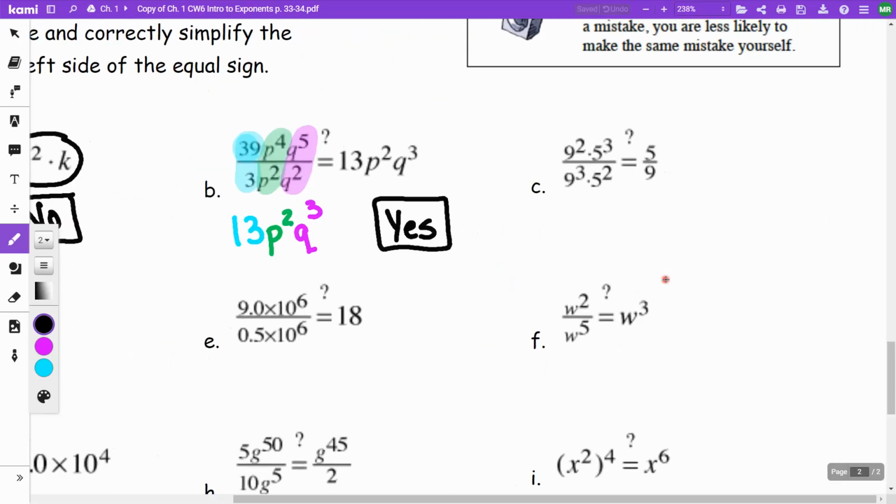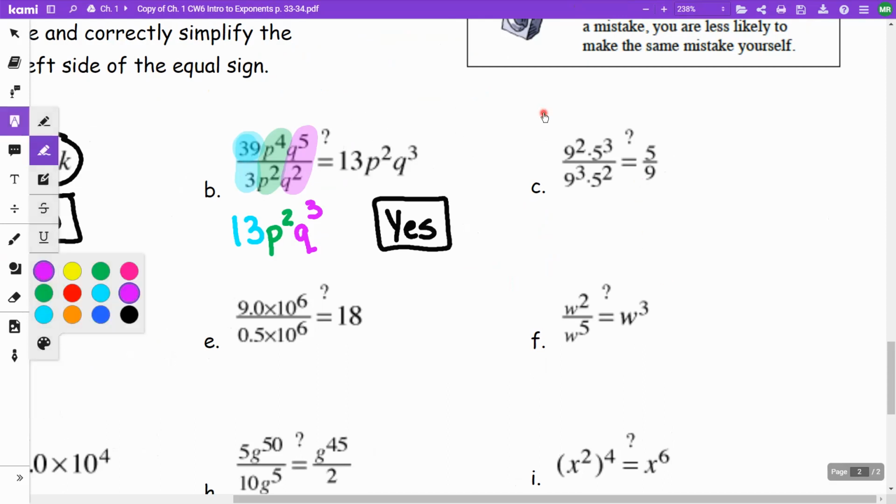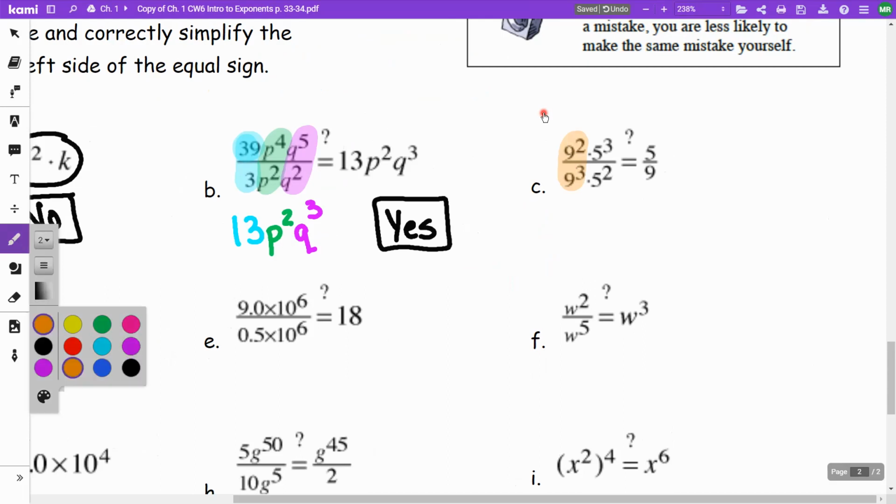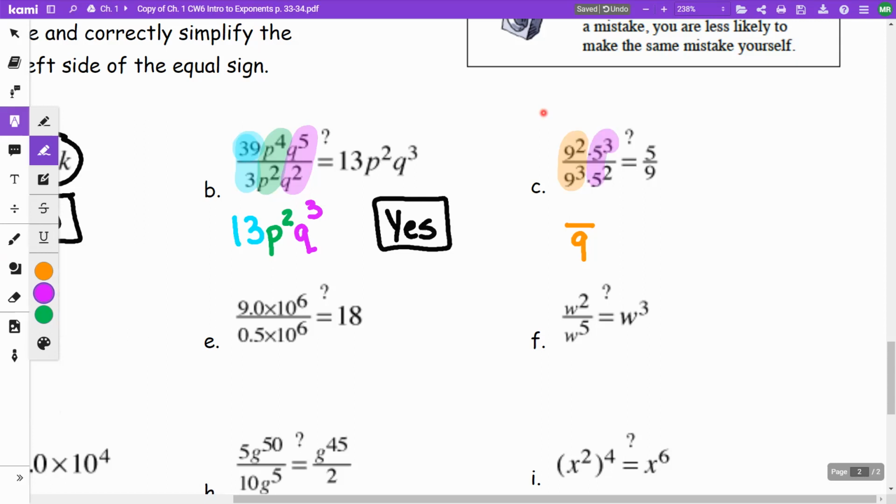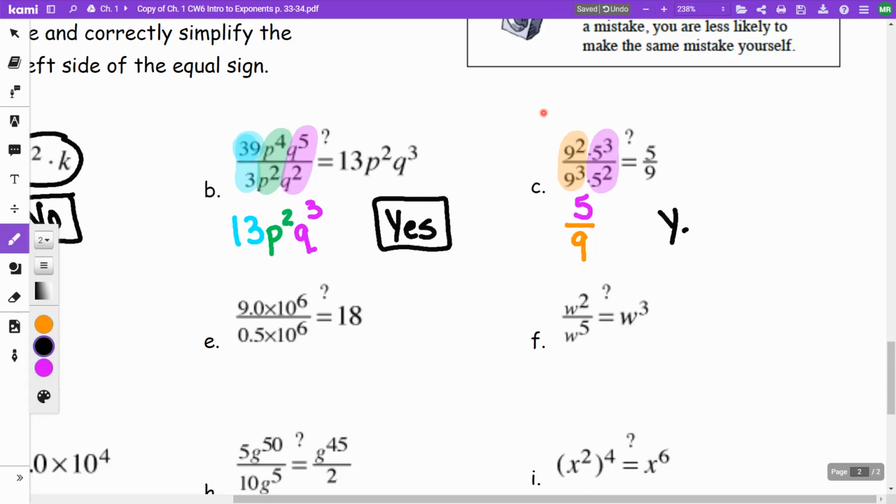On C, let me look at my 9s. I have a 9 to the 2nd over 9 to the 3rd. I have 2 9s. That's the most I can take from top and bottom. When I do that, I am left with 1 9 on the bottom. When I am looking at my 5 to the third over 5 to the second, I can take 2 5s from top and bottom, and I'm left with 1 5 on top. So this one is yes, these are equivalent.